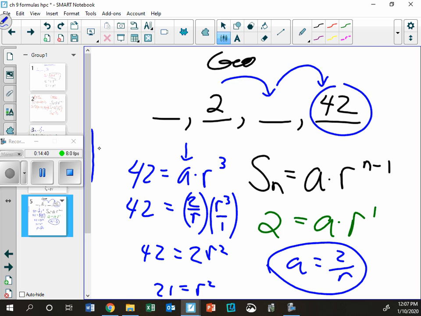So then how do you get this term? Well, to go from here to here, you multiply by the square root of 21. So how about if you want to go from here to here? You divide by the square root of 21. So this would be 2 divided by the square root of 21. And it could be positive or negative because we don't know whether the R was positive or negative. So it could be either one.